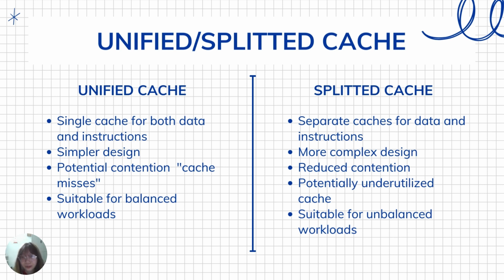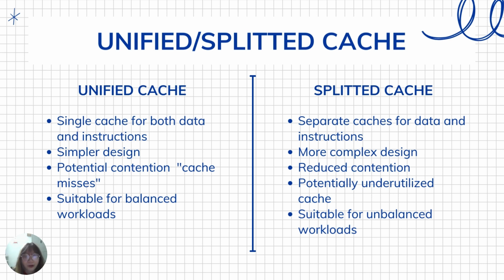They are two different ways of organizing the cache memory within the CPU, and the unified cache will have a simpler design, while the split caches will have a more complex design. But because of the simpler design, there will be potential contentions like cache misses, and the split caches will reduce these contentions. So the unified cache will be suitable for balanced workloads, while the split caches will be suitable for unbalanced workloads.